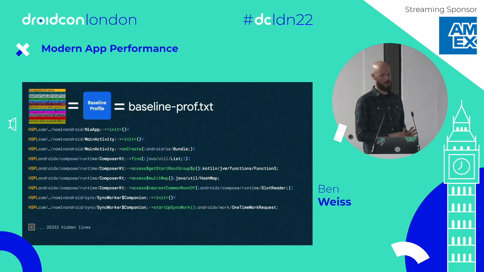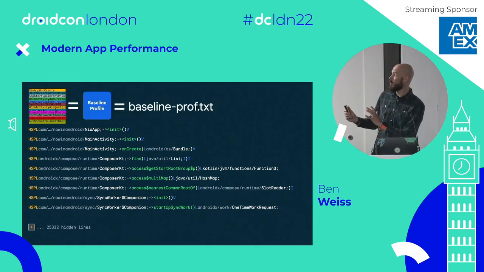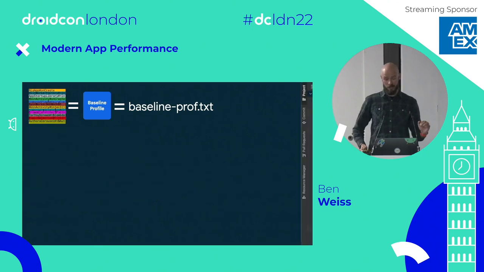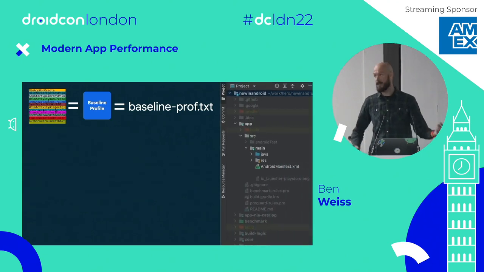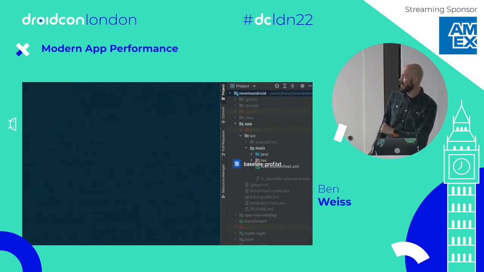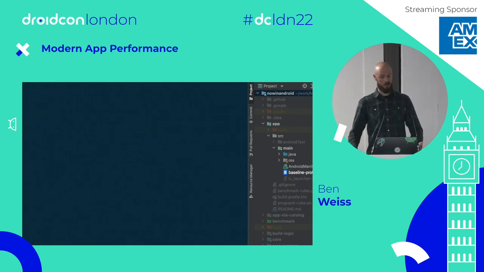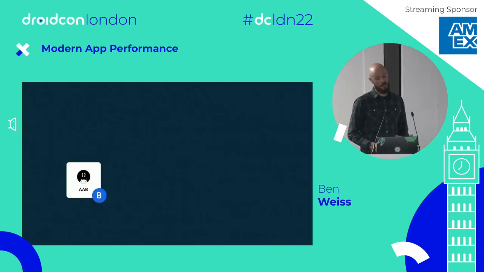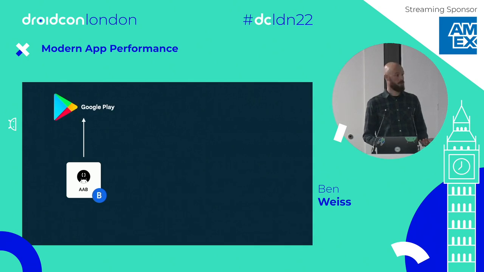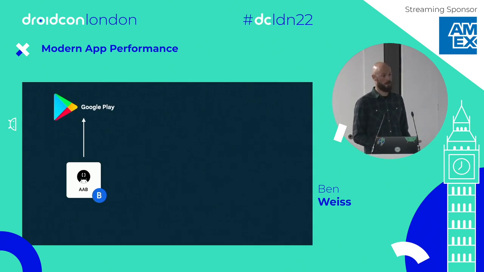So use macro benchmark and you don't have to. You get the baseline profile, which you call baseline-prof.txt. Currently, you have to manually take that and copy it into your source main folder next to the Android manifest, and you're good to go. So next time you upload your app to your AAB or to the Play Store, you have a baseline profile, and your users will get peak performance from the first app launch.